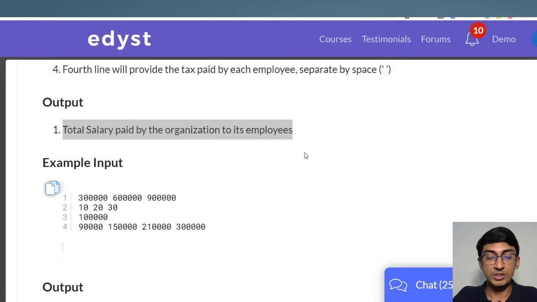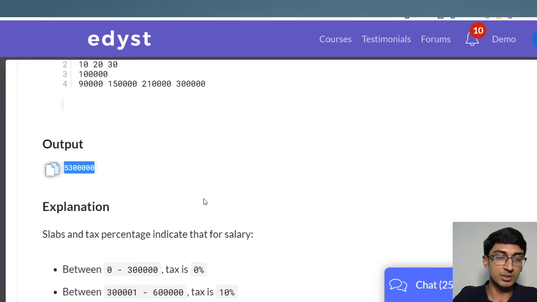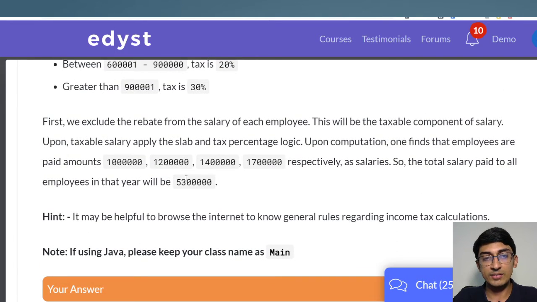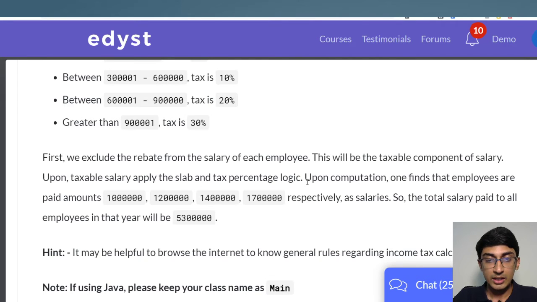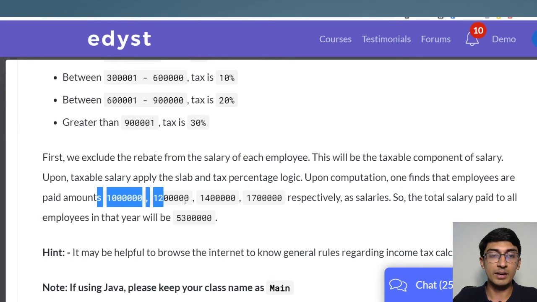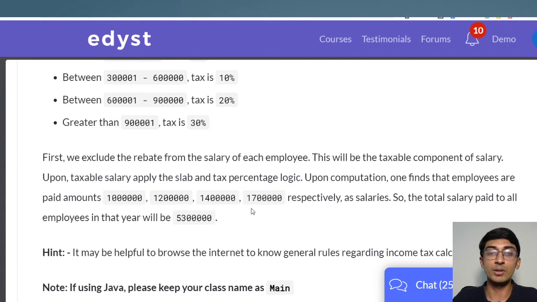But first things first, to even understand this, we need to understand how this output came. I'll just come to the output in just a bit. What we need to understand is how even income tax is calculated, because here in the explanation they very conveniently say upon computation one finds that the employees are paid amount so and so, right? Which is pretty difficult to understand, how they even came to this understanding that upon computation this happens. So we have to figure out how it is, and this is not like we have cut out anything.